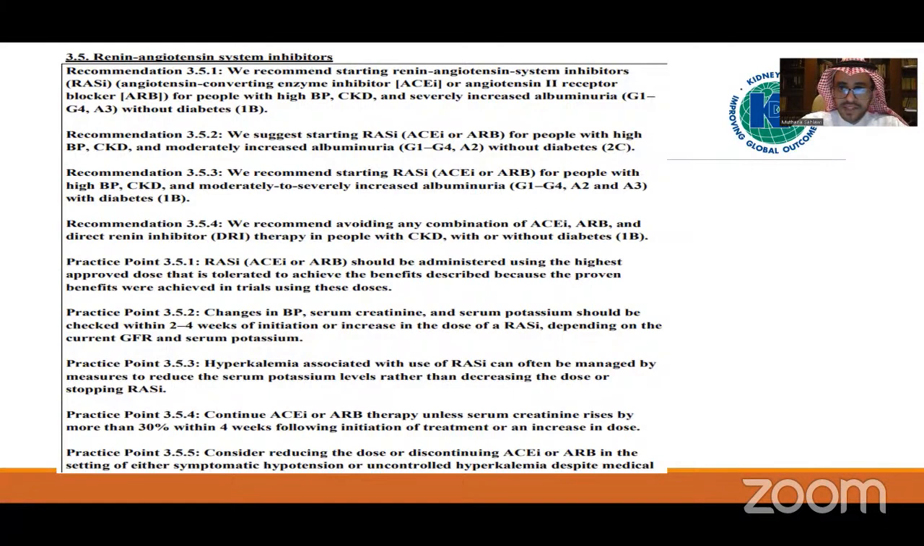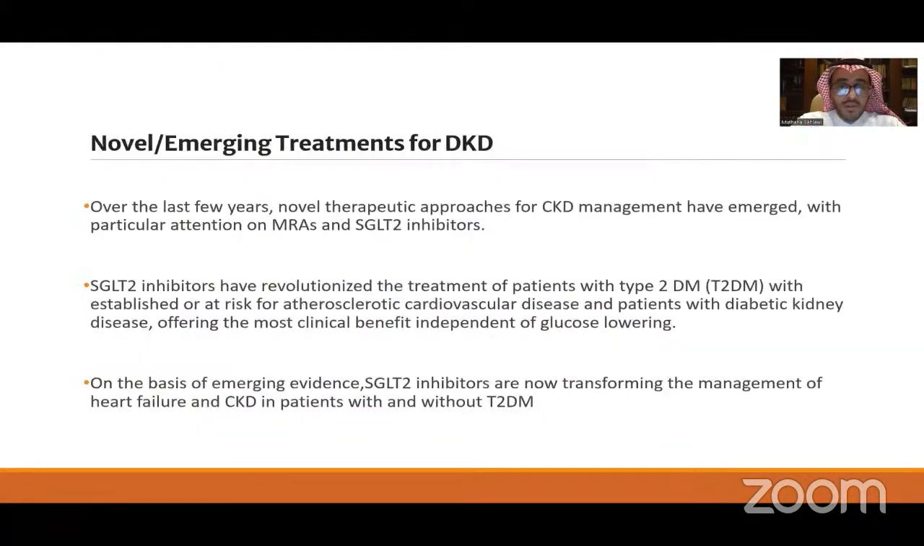If hyperkalemia is there, the guidelines suggest to take measures to reduce serum potassium rather than stopping RAS or ARB. For example, giving diuretics or the novel potassium binders. So this has been the practice for many years. However, now, over the last 10 years, there have been huge changes in the care and the guidelines for the management of patients with diabetic kidney disease.